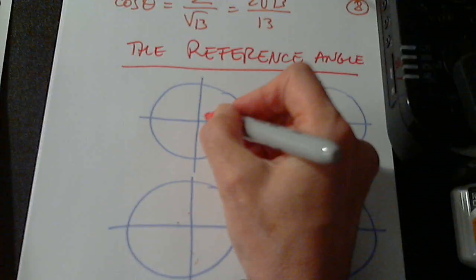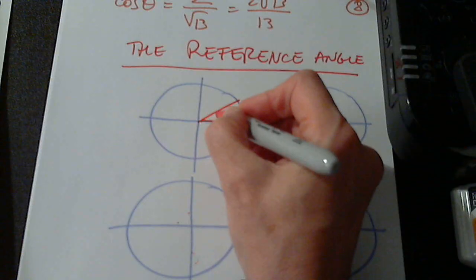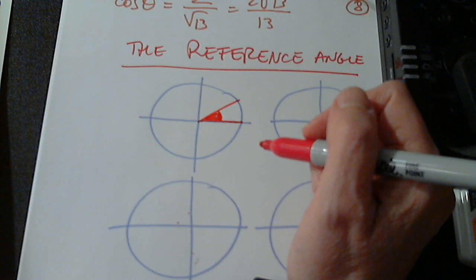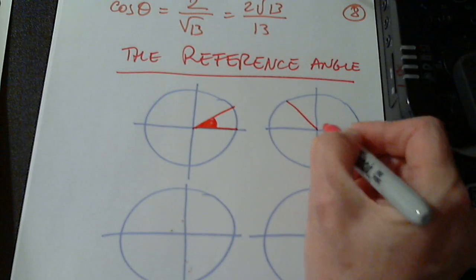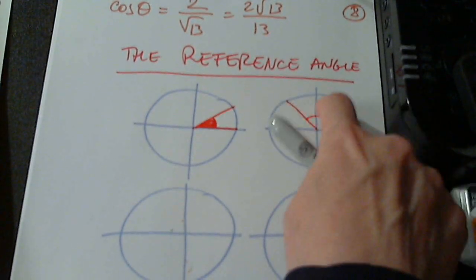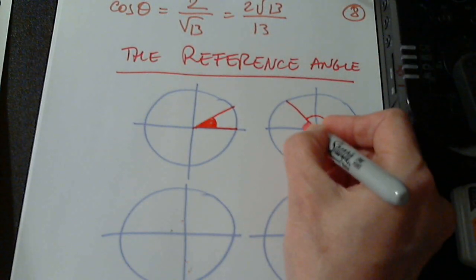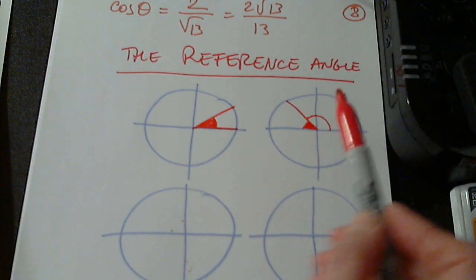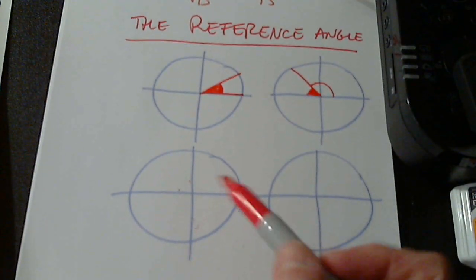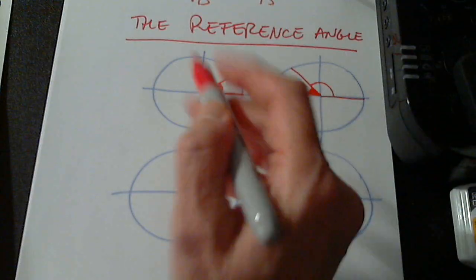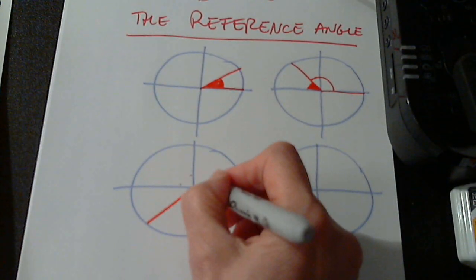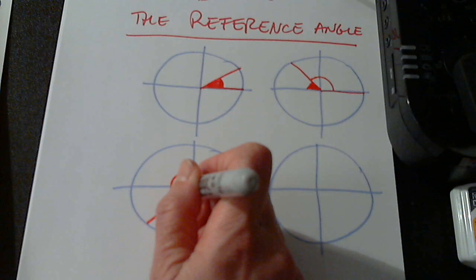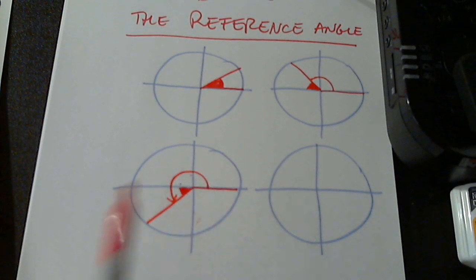If the terminal side is in the first quadrant, the angle is also the reference angle. If the terminal side is in the second quadrant, I determine the sine, cosine, tangent using this reference angle, the acute angle formed between the terminal side and the x-axis. Of course, this is the initial side. If I have an angle in the third quadrant, this is the acute angle that is the reference angle. This angle will give us the sine, cosine, tangent for this big angle.